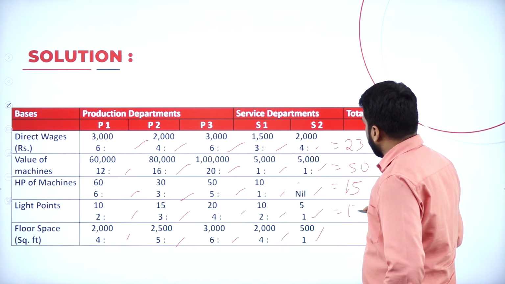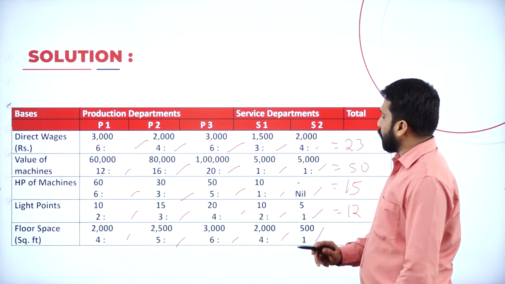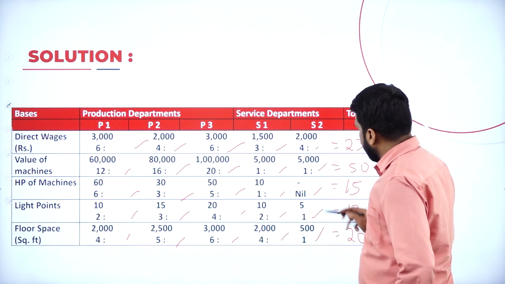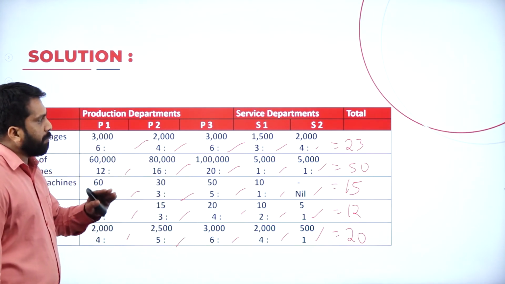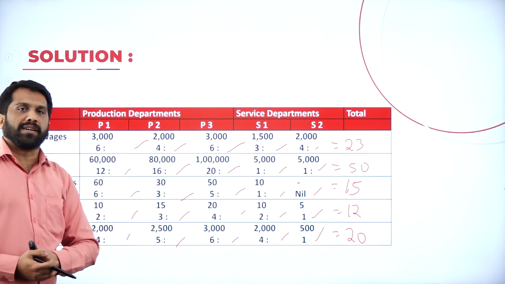And plus 1, 12. 4 plus 3, 9. 9 plus 6, 15. 15 plus 4, 19. Plus 1, 20. Hope you're clear. So we're done with up to this: 23, 50, 15, 12 and we got 20.